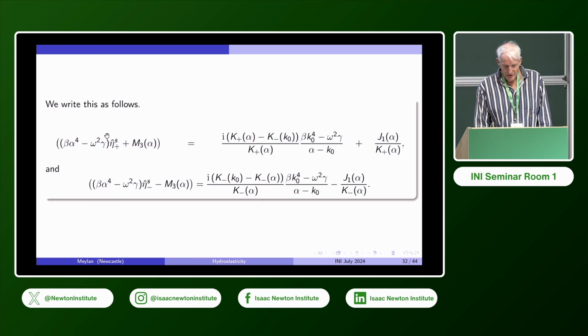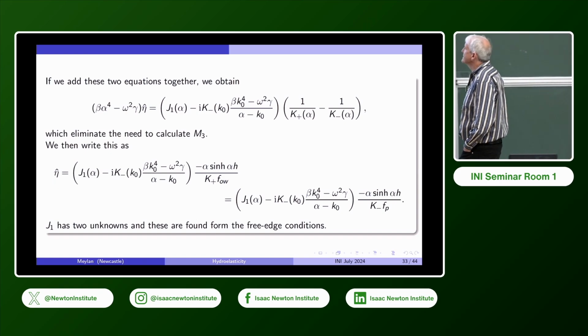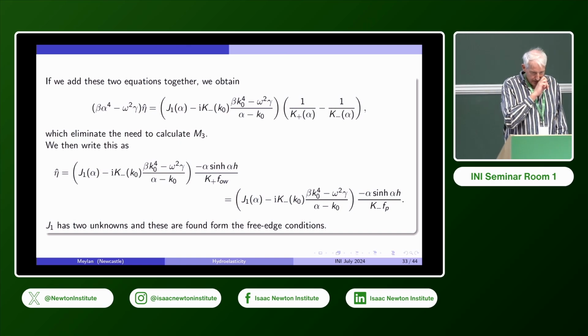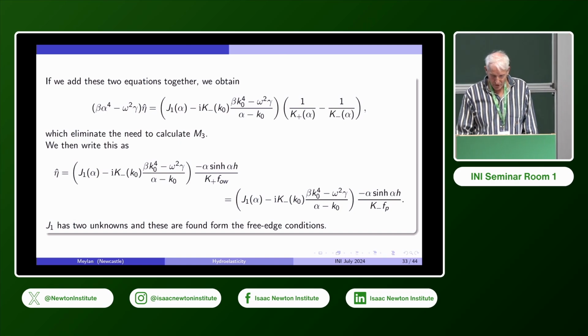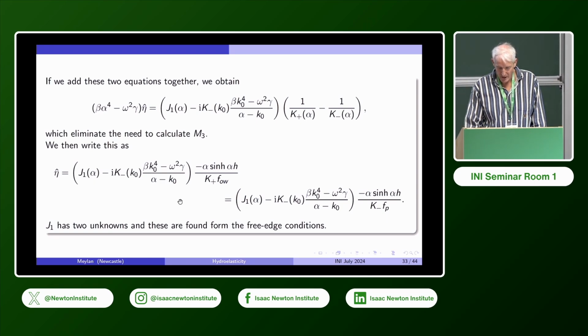Okay, here are these 2 equations written down. We get this equation here once we've calculated the J1's unknown, and we add these together, and we end up with this expression here, which eliminates the M3. So we get this final expression for eta hat, from which we can work out the eta, and it only contains the J1 term. So this is the equation, and we've got the solution here. Here are the 2 parts of it. We can use one to calculate the solution in the upper half plane, one in the lower half plane, etc. We've got the formula, and we've solved the Wiener-Hopf problem.